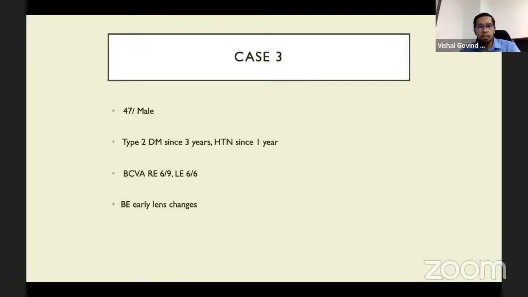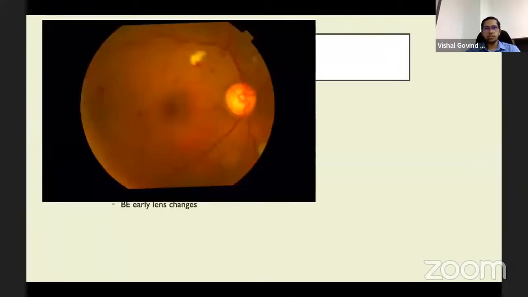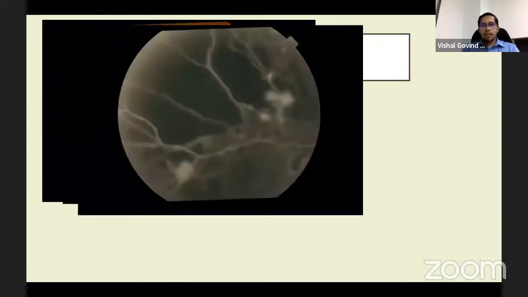Moving on, we look at another case of a 47-year-old male with decent vision, 6/9 and 6/6, with a 3-year history of type 2 diabetes and hypertension of 1 year duration. Both eyes have early lens changes. The fundus photo did have a few diabetic changes, but the angiogram was quite dramatic.